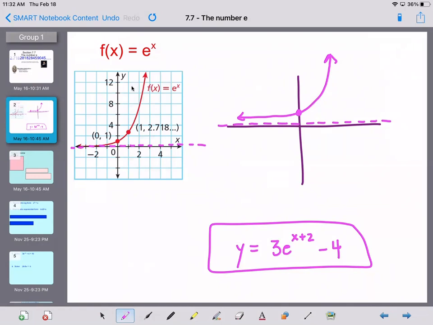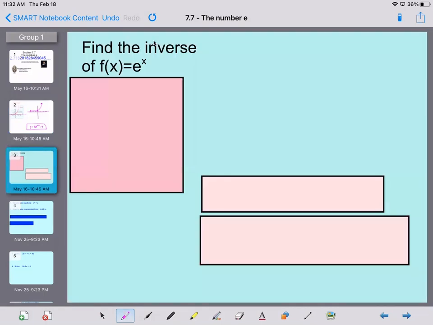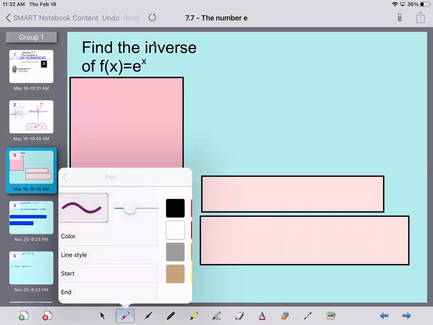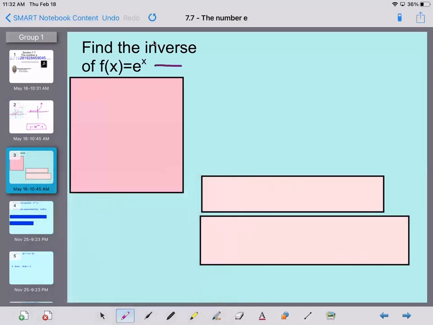All right, so now what we're going to do is graph the inverse of this. If you remember from the beginning of the chapter, what's the inverse of an exponential equation? What does the inverse look like? Logarithmic equation. Yeah, very good. It's going to be a log. So here we go. Let's discover what that's going to look like.